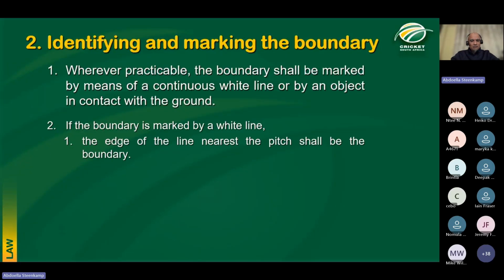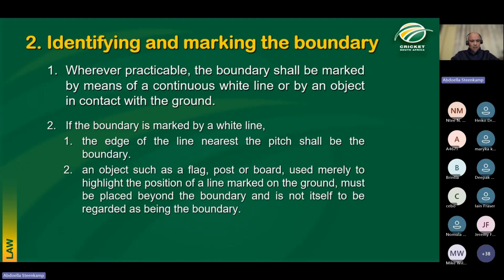So if the boundary is marked by a white line, the edge of the line nearest to the pitch shall be the boundary. We'll see in the next slide what this law is trying to tell us. I mentioned earlier, it's not always possible for the boundary to be marked by a rope or a white line. The law allows for flags, posts, boards. I've seen bricks, I've seen those picket fences. The law allows for that.